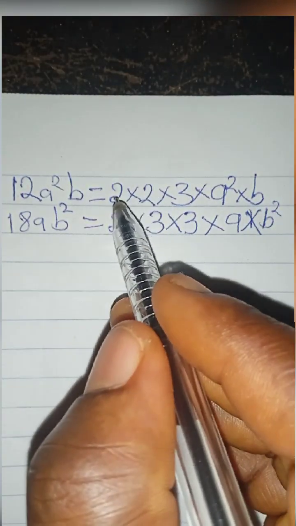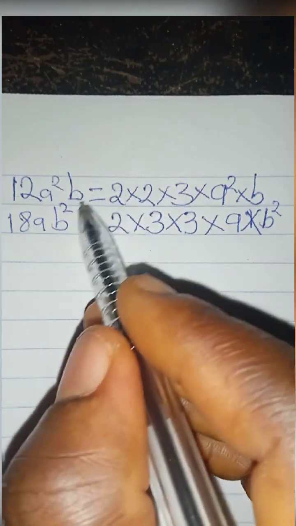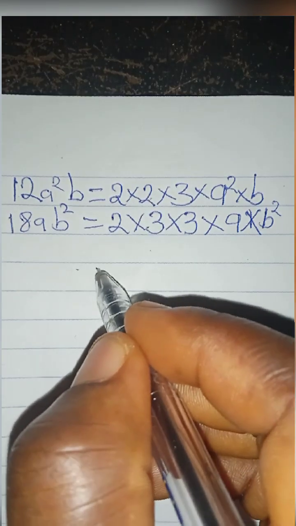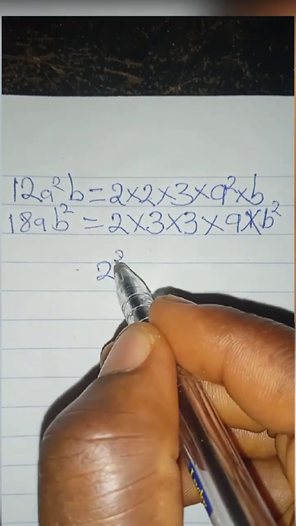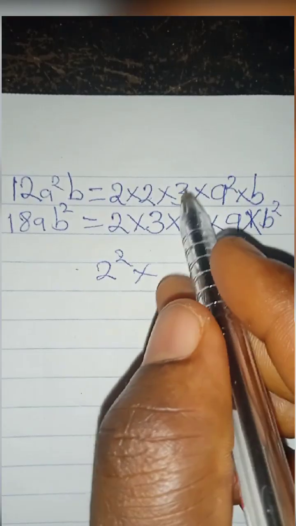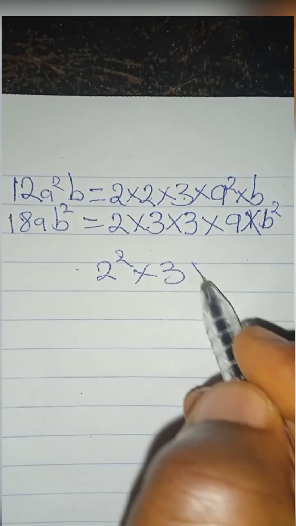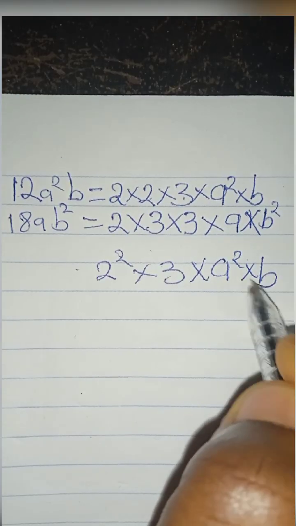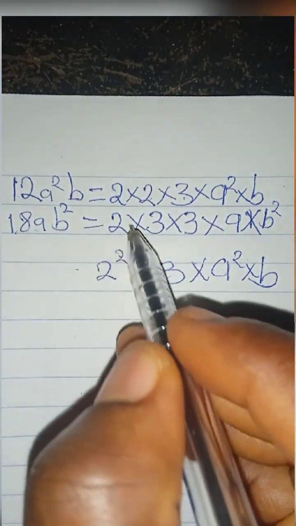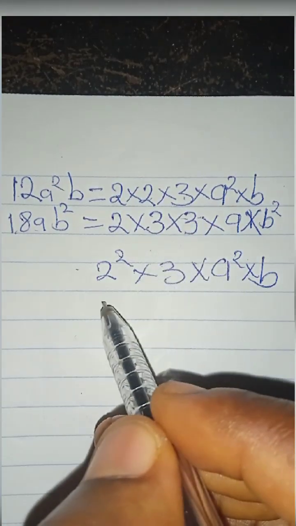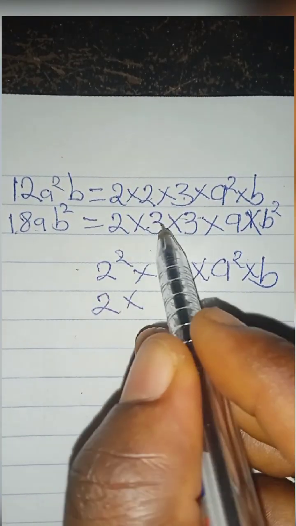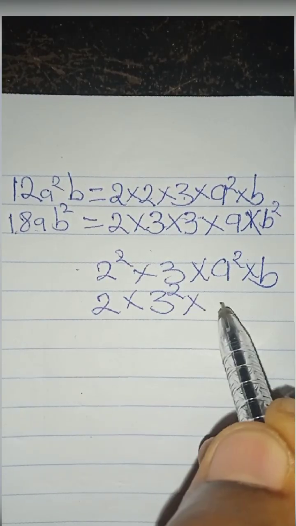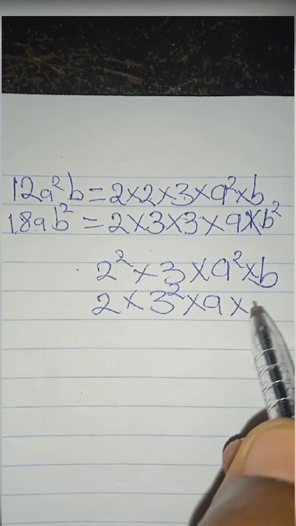So remember, you're going to leave it in their powers. This is the 12: 2 times 2 is 2 squared, times 3, times a squared times b. For 18ab squared, let me express it with their powers. That becomes 2 times 3 times 3, which is 3 squared, times a times b squared.